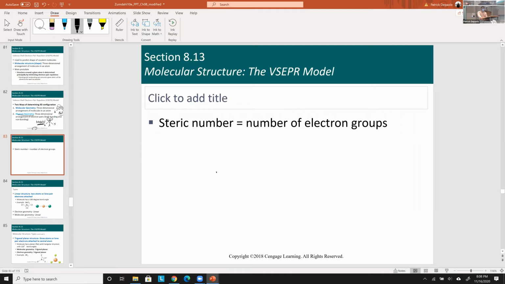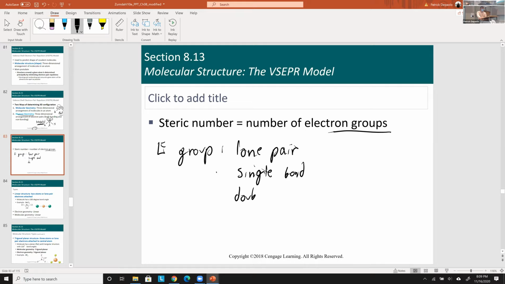And what is an electron group? An electron group is one of the following things: a lone pair, a single bond, a double bond, or a triple bond. Those are all electron groups. A triple bond is not 3 electron groups, it's just 1, because all those electrons are going to one atom and they are in one direction. So there are 4 definitions of an electron group.